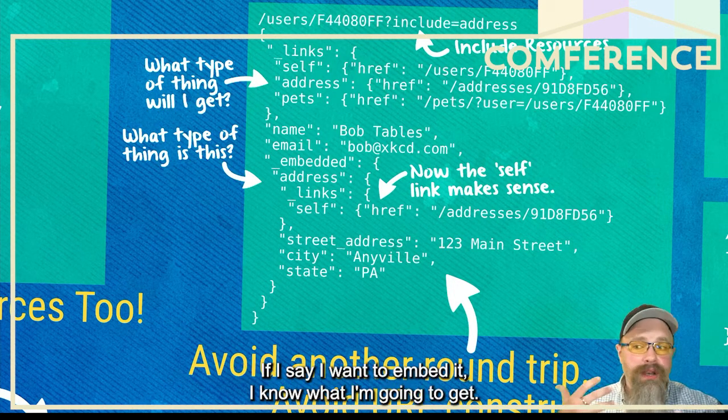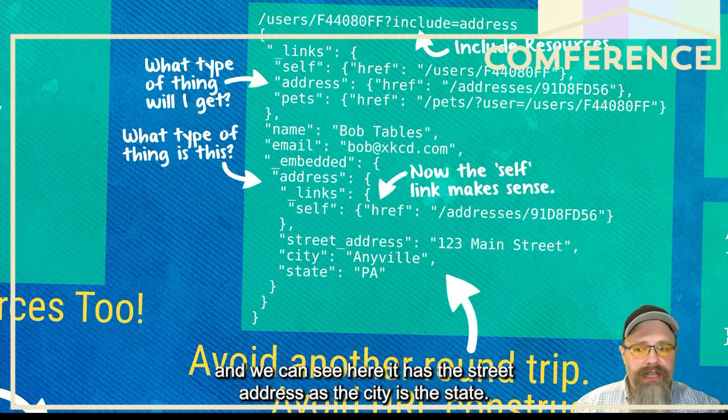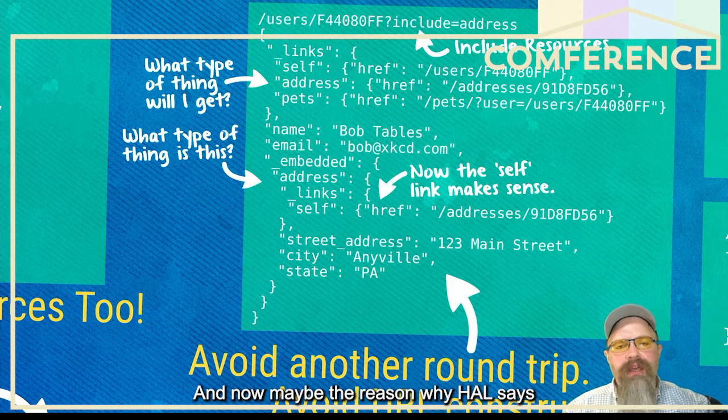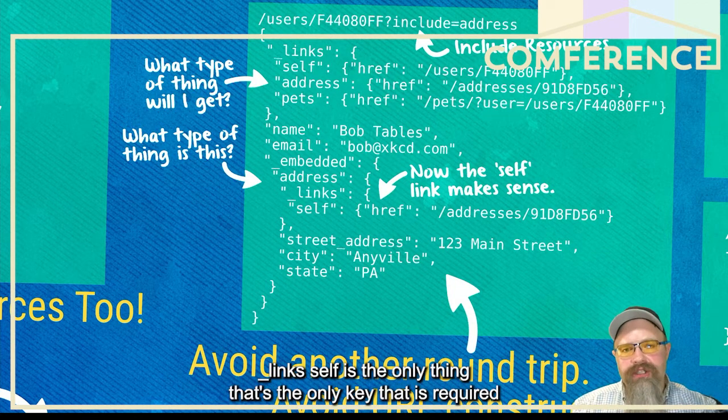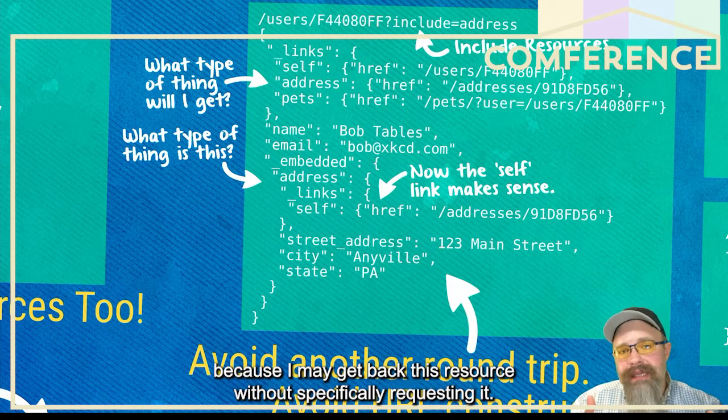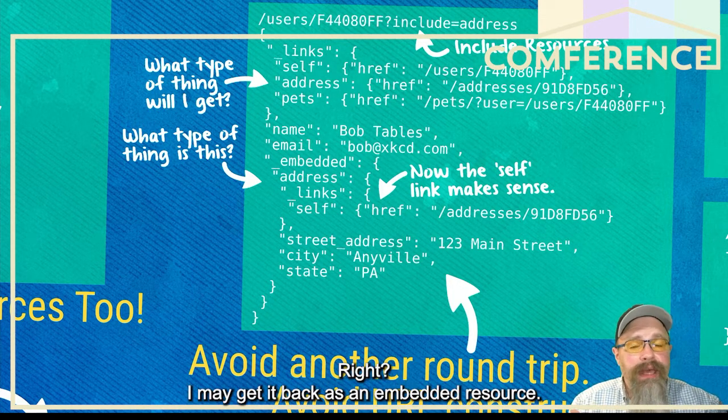If I say I want it embedded, I know what I'm going to get. It's going to be an address, and we can see here it has the street address, the city, and the state. And now maybe that's the reason why HAL says underscore links self is the only key that is required, because I may get back this resource without specifically requesting it, right? I may get it back as an embedded resource.